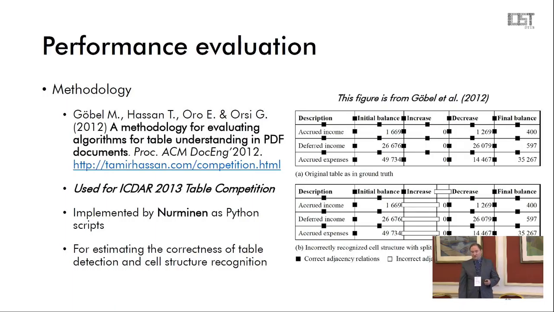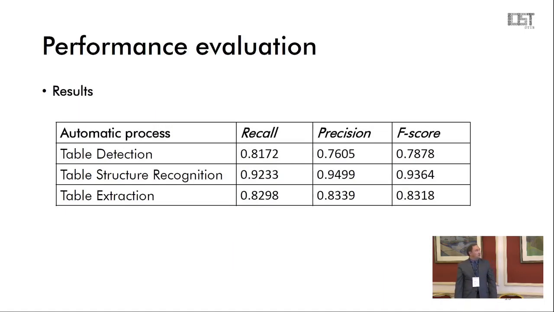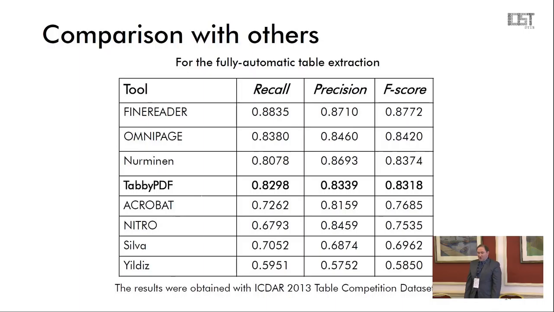For performance evaluation of our approach, we use the methodology for evaluation of algorithms for table understanding in PDF documents, which was presented in, and which was used in the ICDAR table competition. The results of performance evaluation are presented on this slide. F-score is a general measure of the quality of data extraction and table understanding.